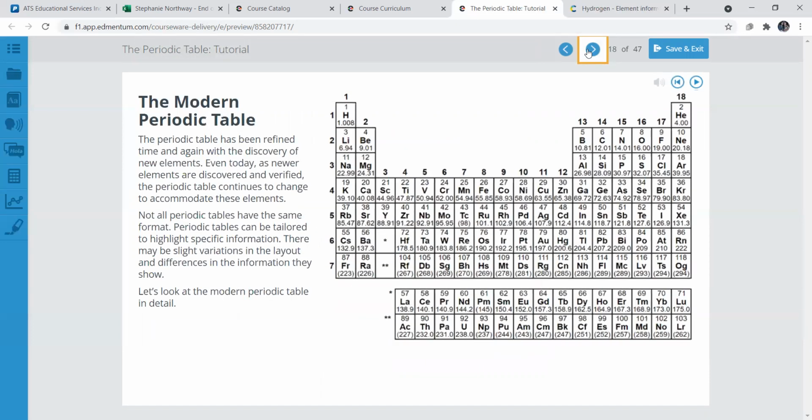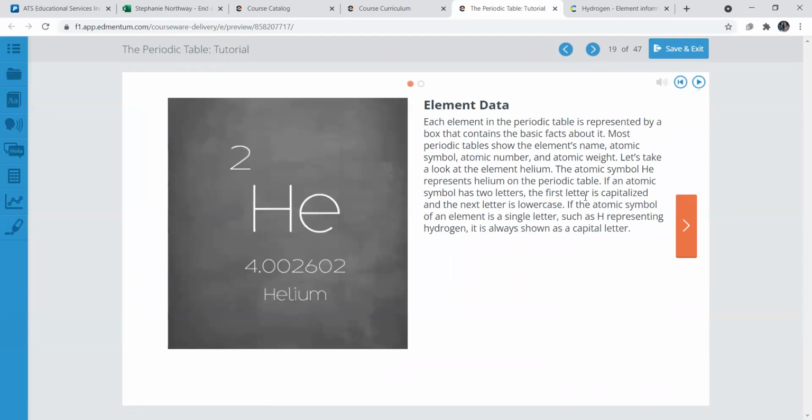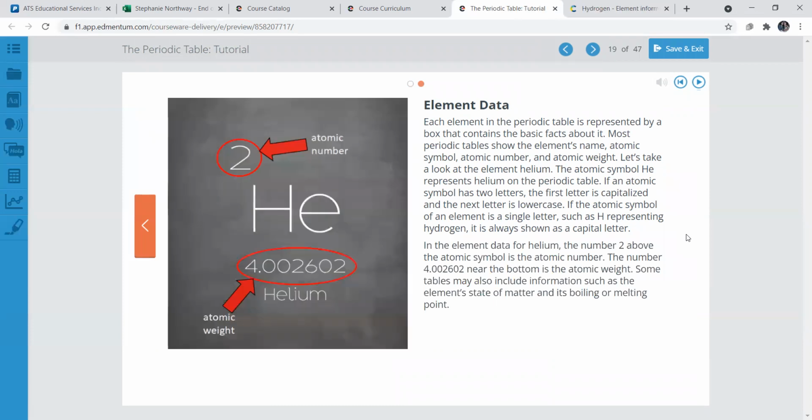Modern periodic table. Here's our modern periodic table. Here are all the elements and how they are classified. Here's our element, and here's the data with the element. We have the symbol, the number, the weight, and the name. The 2 is the atomic number. Then the atomic weight is underneath the symbol. So He stands for helium. Then we have its official name right here.